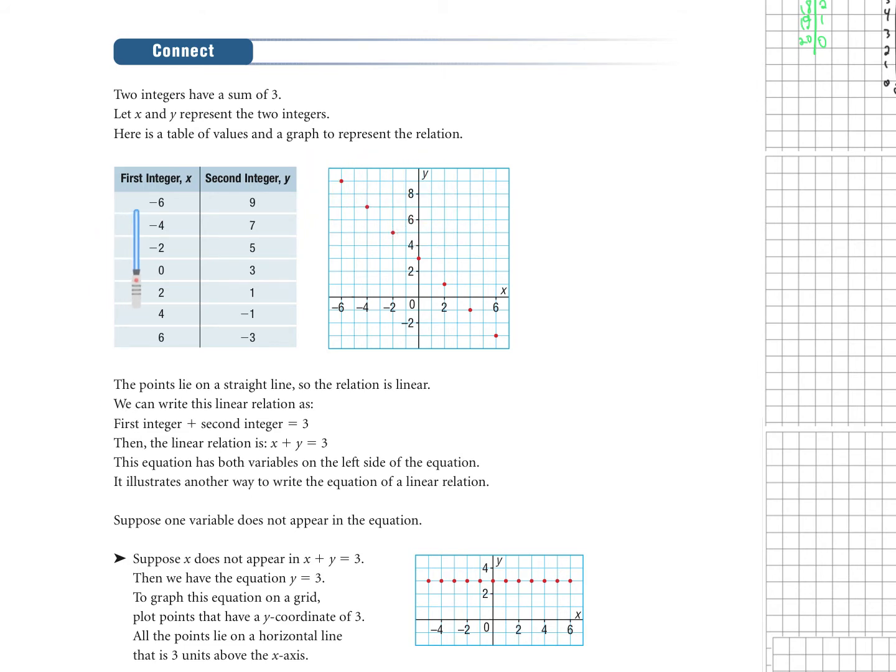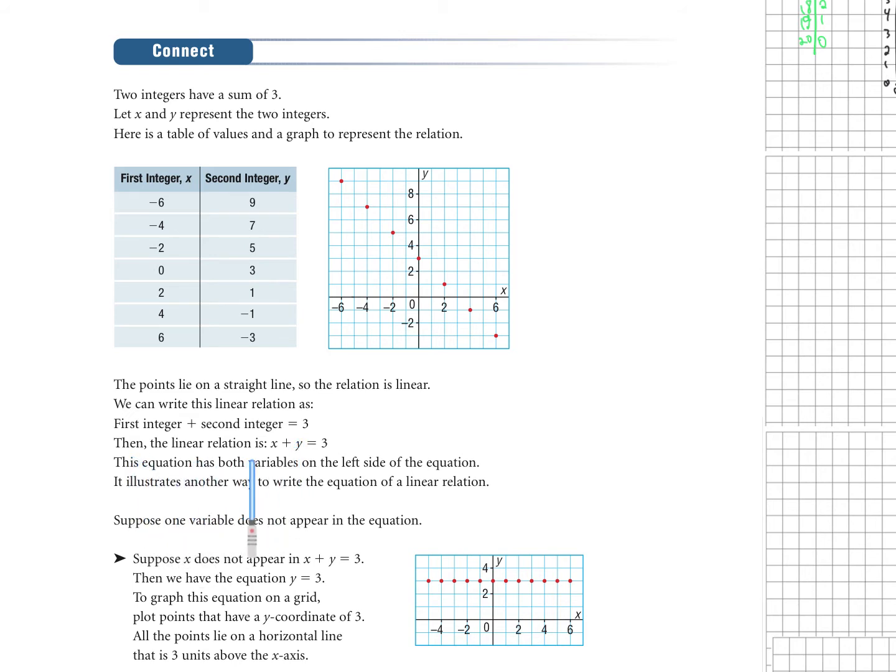So they're saying if we start with -6 and then we add 9, we'll get to 3. -4 and 7 equals 3, -2 and 5, 0 and 3, 2 and 1, 4 and -1, and then 6 and -3. So they've taken these points and they've graphed them right here in a graph. And it says the points lie on a straight line, so the relation is linear. Yes. We can write this linear relation as first integer plus second integer equals 3.